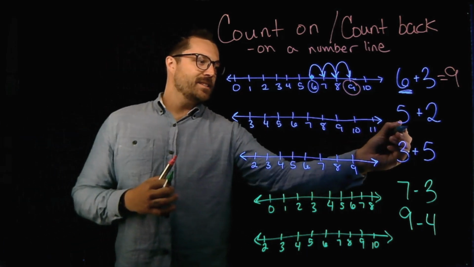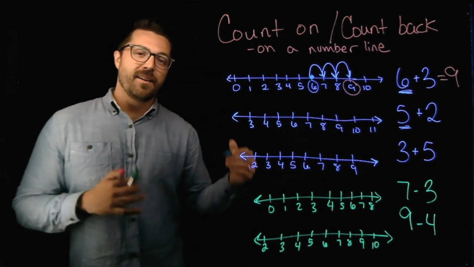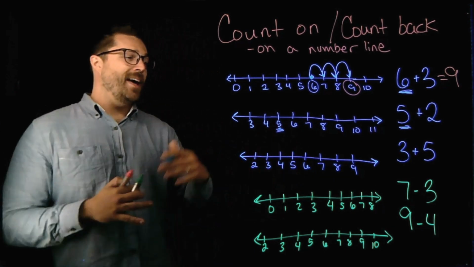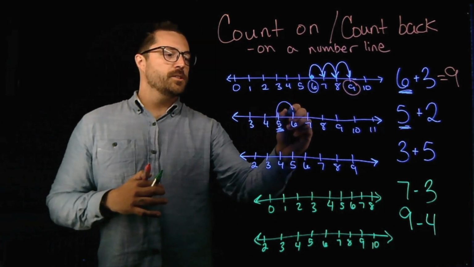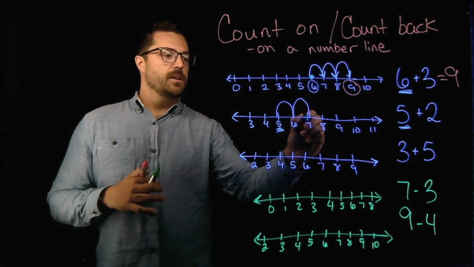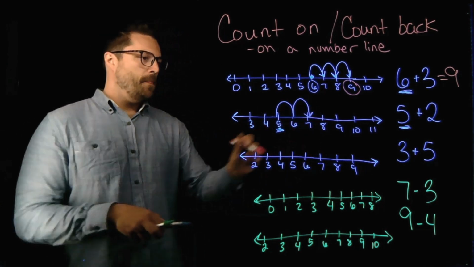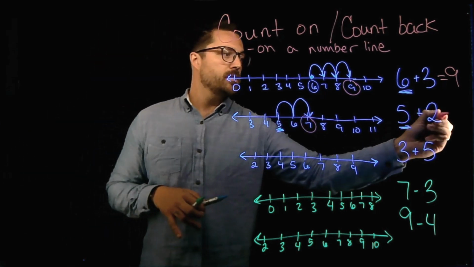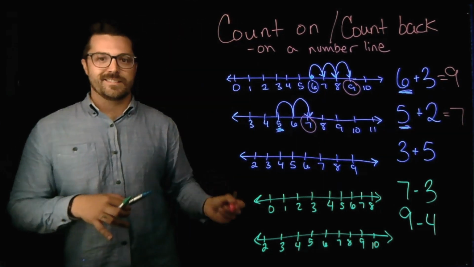So in this case, I'm going to go ahead and start at 5. I'm going to start at that first add-in, 5. I'm going to add 2 more. So I'm going to start at 5 and make my 2 jumps. When I make 2 jumps, I end up at 7. So I see that 5 plus 2 is 7.